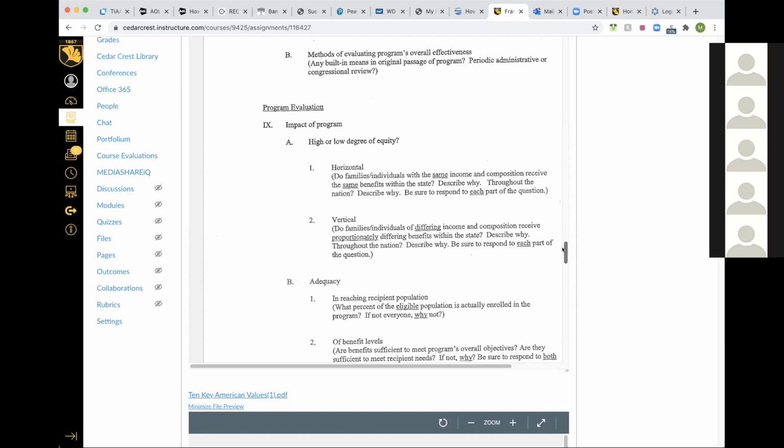And so the second part of the question, after you tell me what percent that is, which you'll have to do some research on, if not everyone, why not? You know, are they discouraged by the means test? Don't they know that they're eligible? Do we need to do more outreach?